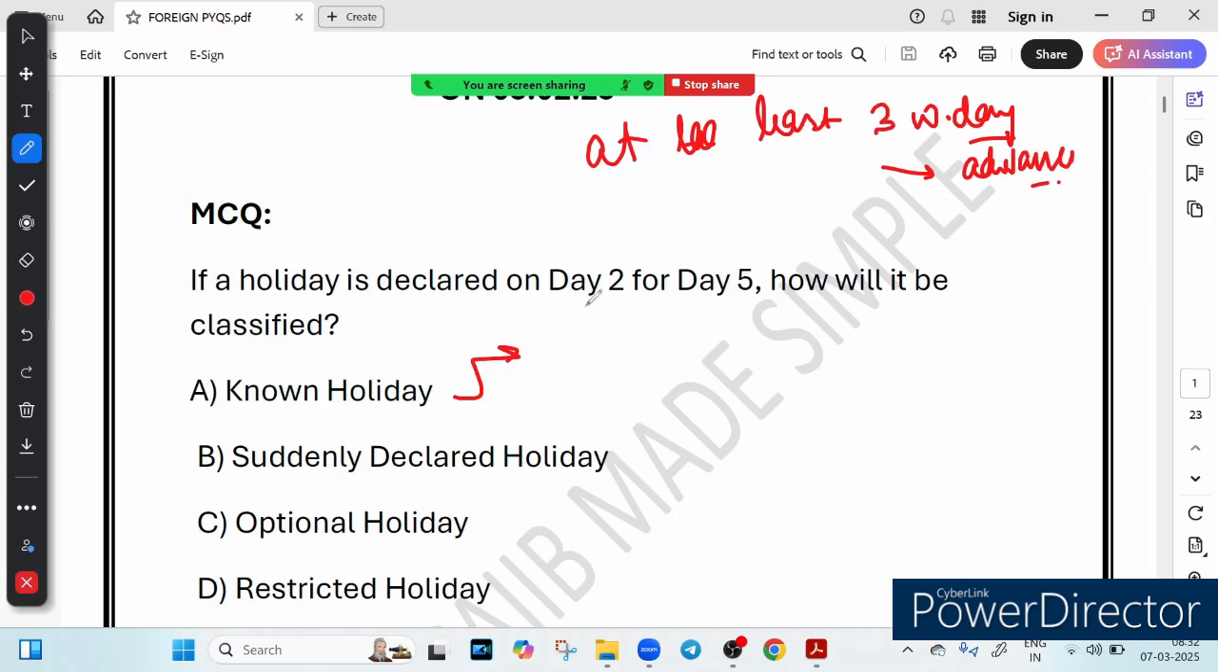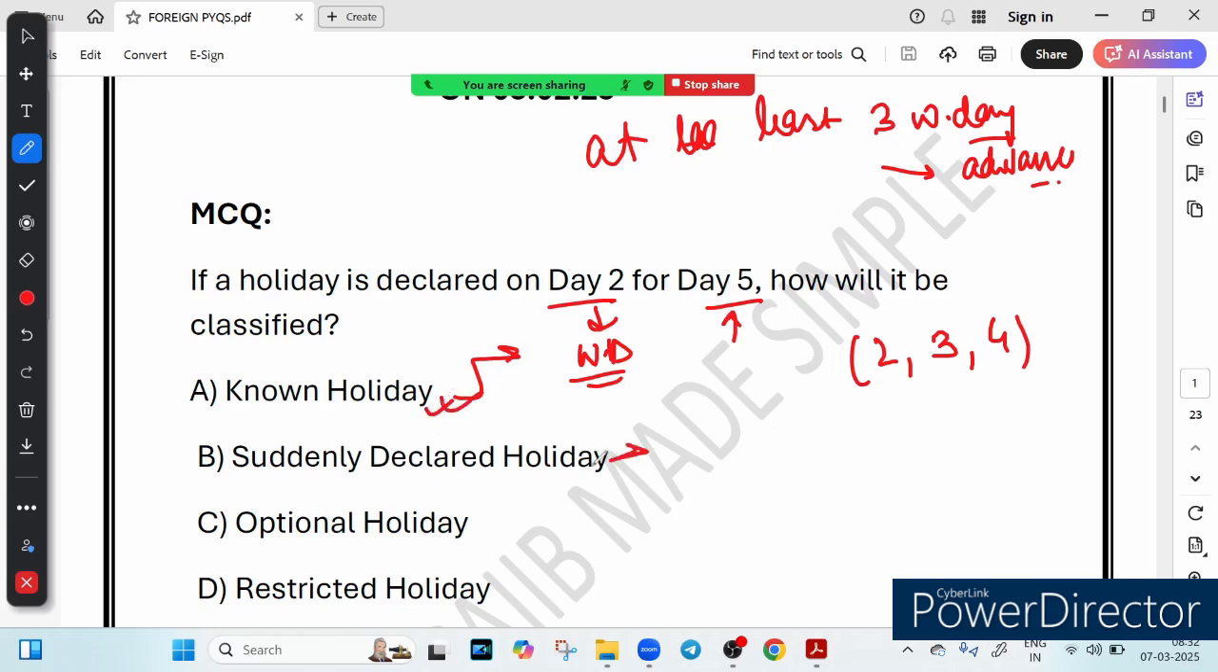So here, if day 2 is a working day, and the holiday is for day 5, there are 3 full working days: day 2, day 3, and day 4 before the holiday. Since it was declared at least 3 working days before, this indeed qualifies as a known holiday. Yes, very good.